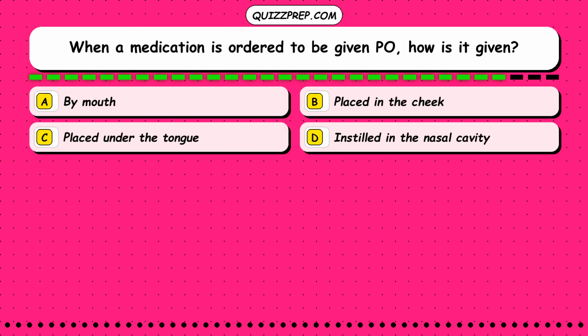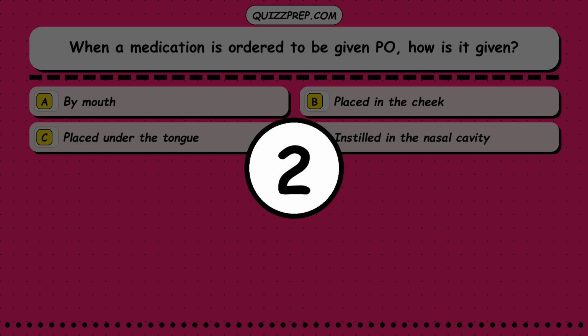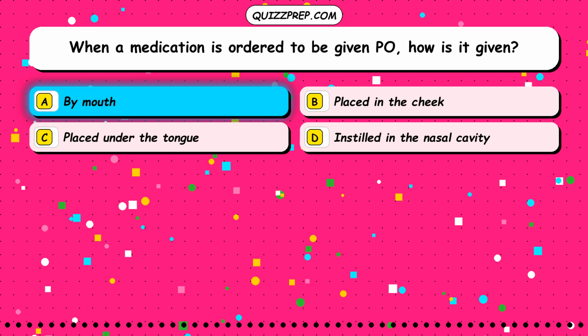Question 20. When a medication is ordered to be given PO, how is it given? Option A, by mouth. Option B, placed in the cheek. Option C, placed under the tongue. Option D, instilled in the nasal cavity. The correct answer is option A, by mouth.